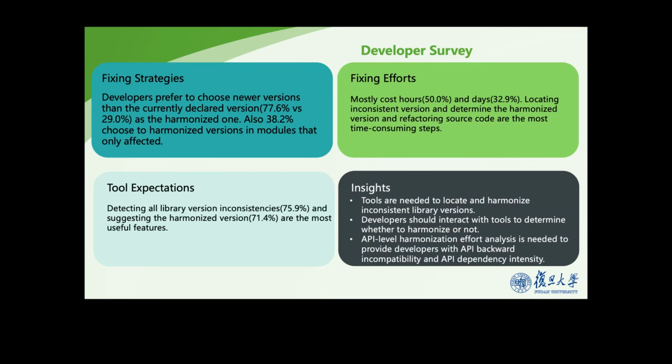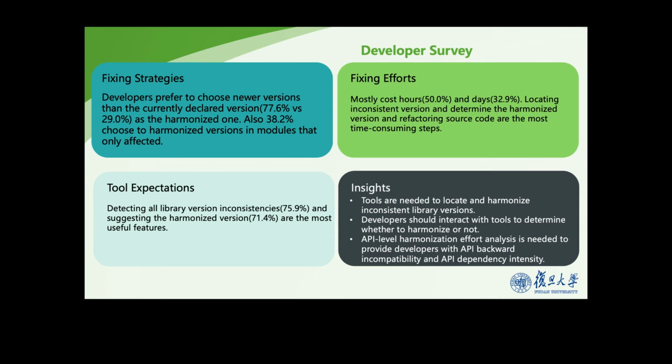When asked about how developers fix it, we found that developers prefer to choose newer versions than the currently declared version as the harmonized version. Also, 38.2% choose to harmonize the version in modules that are only affected. As for fixing efforts, it mostly costs hours and days. Locating inconsistent versions, determining the harmonized version, and refactoring source code are the most time-consuming steps.